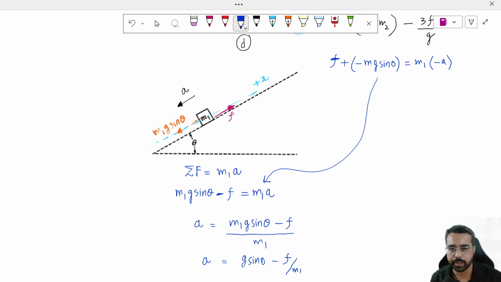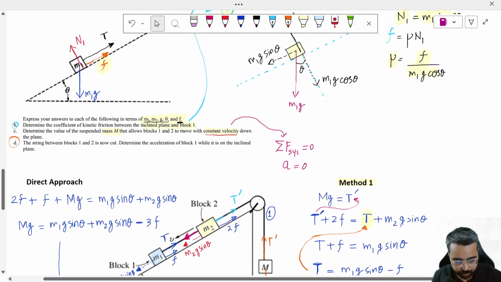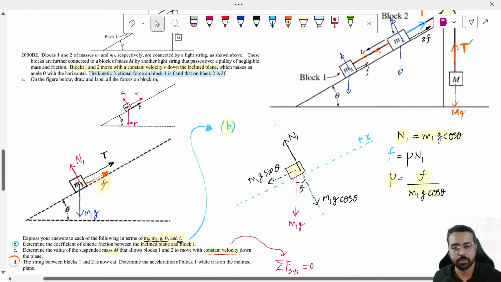If you multiply both sides by negative 1, this is our final answer for the acceleration, and I hope you understand this whole FRQ solution. Thank you.